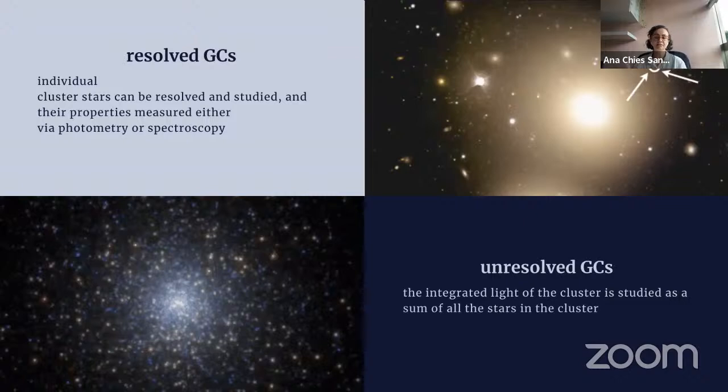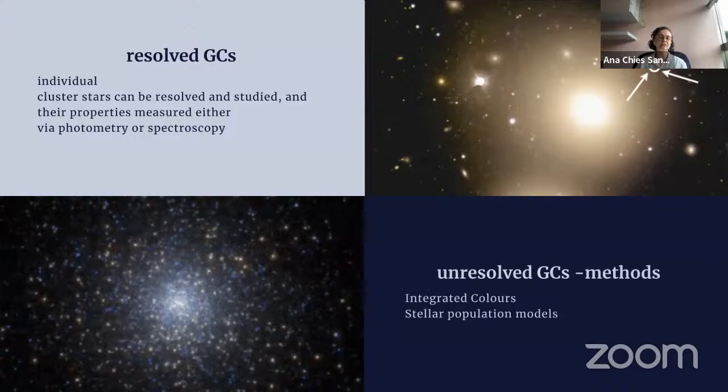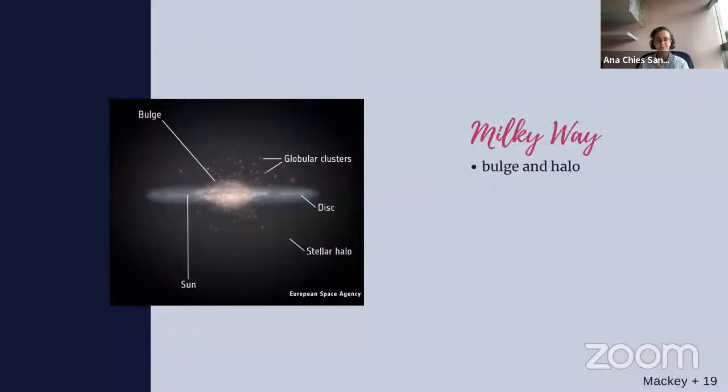We could perhaps say that the field of globular clusters can be divided into two: the field of resolved GCs and unresolved GCs. For resolved globular clusters, we can resolve and study the individual cluster stars and measure their properties either through photometry or spectroscopy. And for unresolved GCs, we study the integrated light of the cluster as a sum of all the stars in the cluster. And then we derive integrated colors, integrated spectra, and make a lot of use of stellar population models.